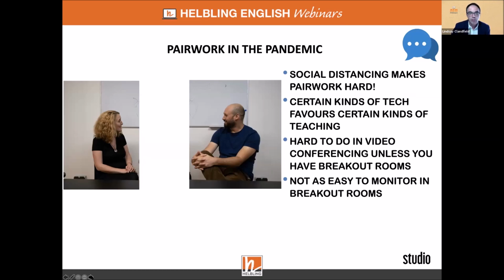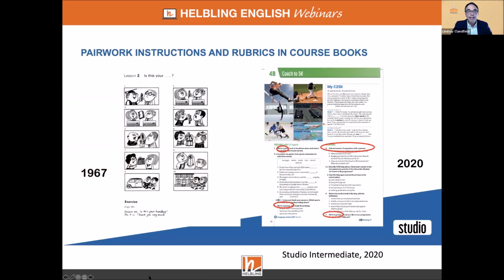Okay. So it's not impossible, it is possible to do some control of the breakout rooms, but it takes getting used to, okay? And breakout rooms and online pair work take a bit longer to set up. Even if you're really good at doing it, it's not as quick as saying, just check with a partner while I do the next part of the class, which you can do easily in face-to-face.